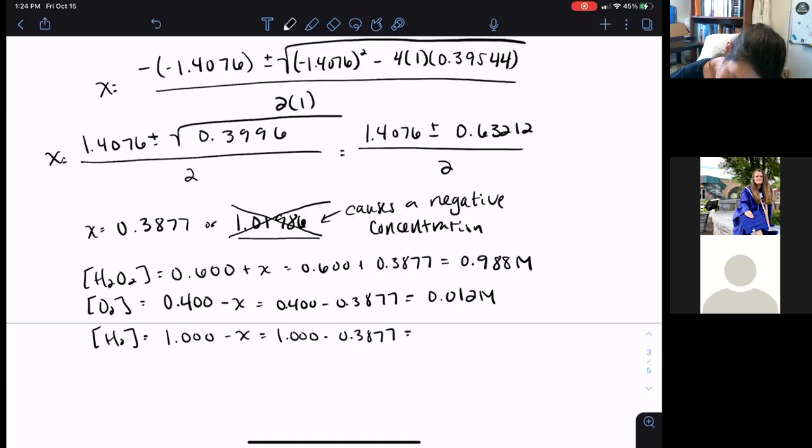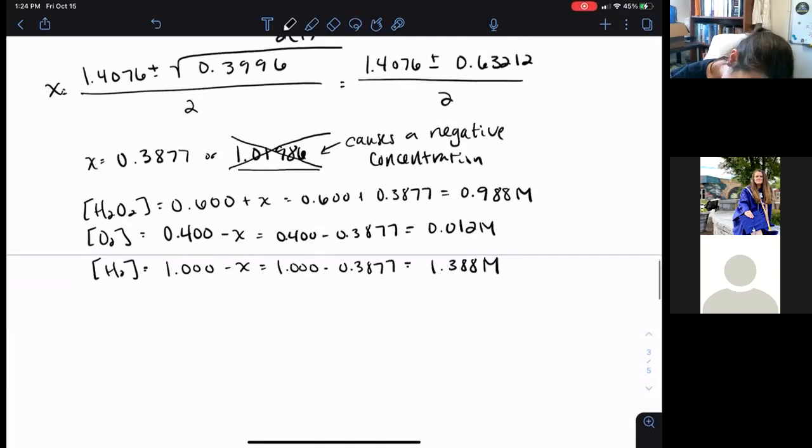Yeah, that was right, giving us 1.388 molar. And then our check. I added that together, didn't I? Sorry about that. This is 0.612 molar.